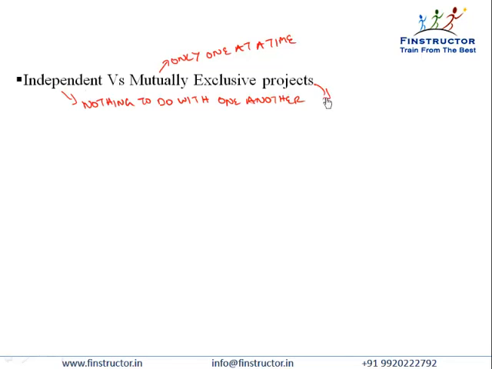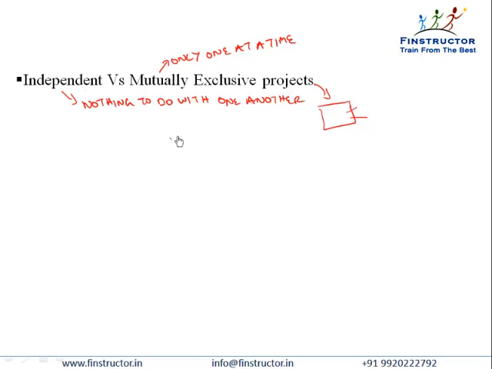So let's say I have a piece of land. I can either start a fashion store or I can start a pharmacy. I can't do both because it's just one plot of land.